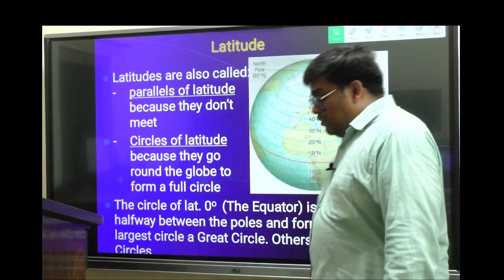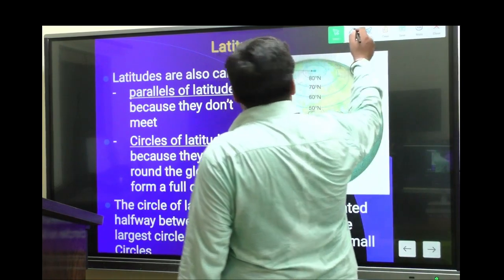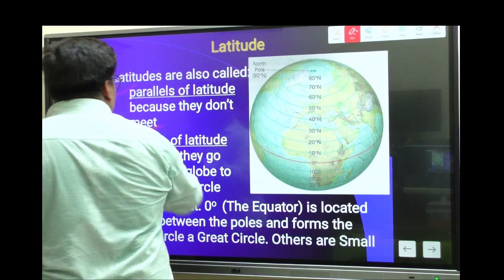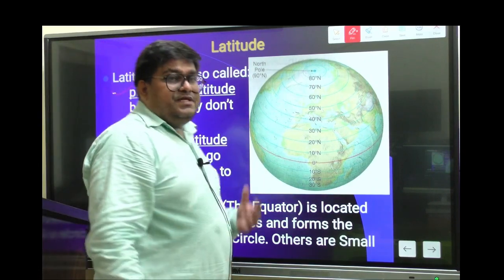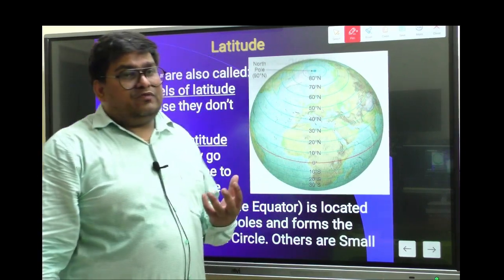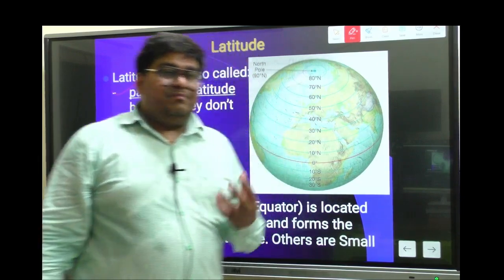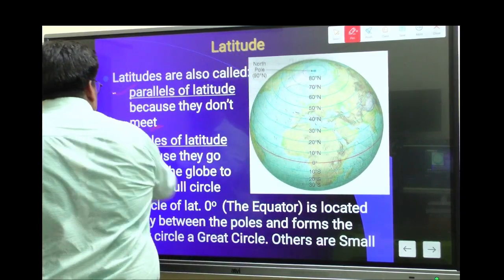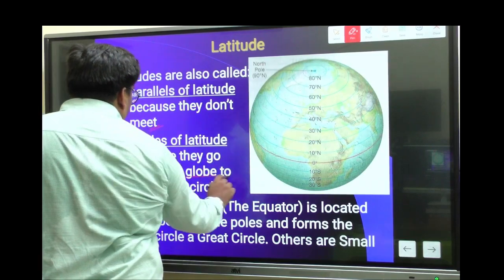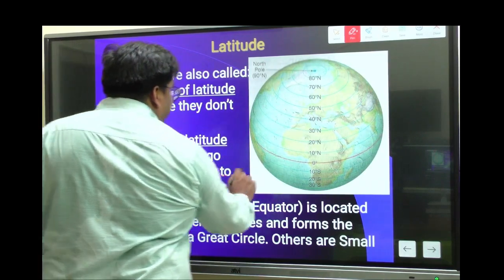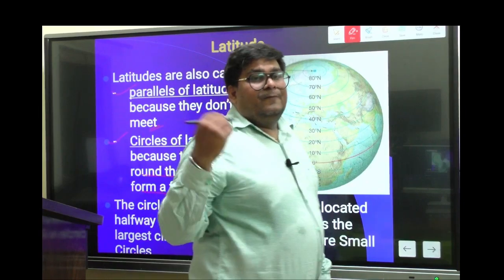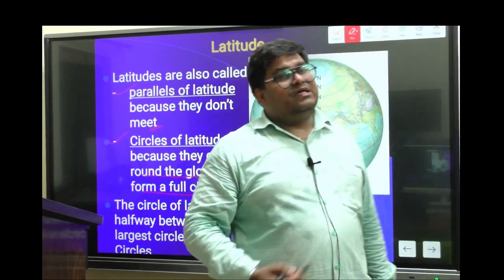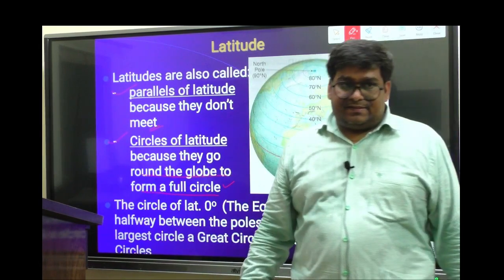Now, as I told you, they are parallels of latitude because they don't meet. The distance between the parallels of latitude always remains constant. You can also say they are circles of latitude, because they go round along the globe to form a full circle. They go all around the earth as circles.